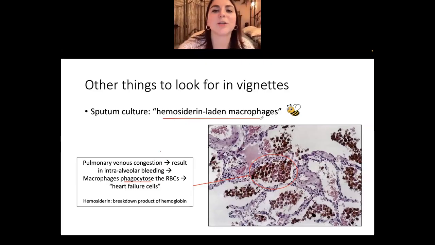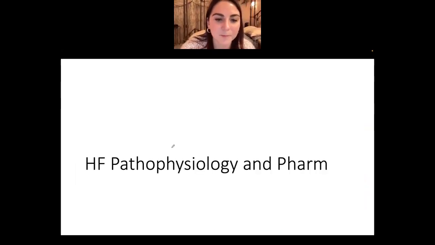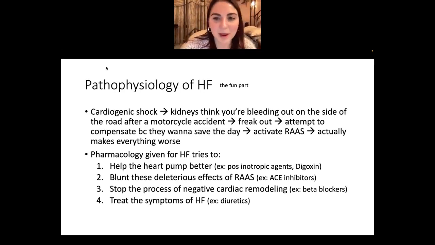Don't worry about it, I just want you to know that if you see hemosiderin-laden macrophages, they're talking about heart failure cells. This is just classic heart failure. Okay. Finally, where it all comes together: heart failure pathophys and pharm. This is what I call the fun part because everything comes together.